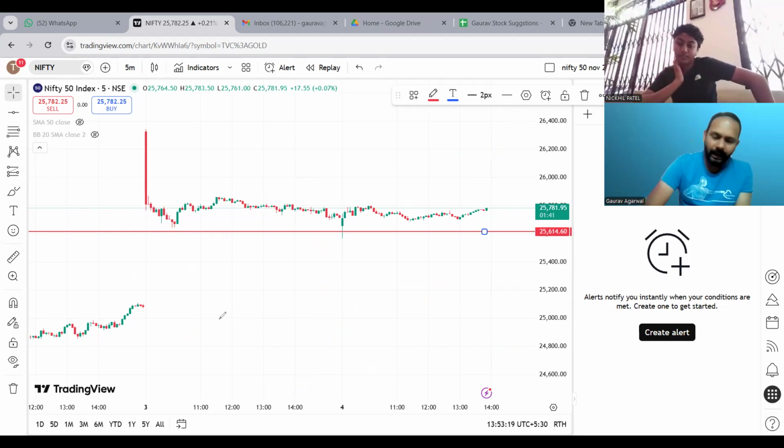So that's all the theory part. Whenever you want to trade, you may not be able to use it actually, because you have to focus mostly on the candlestick.